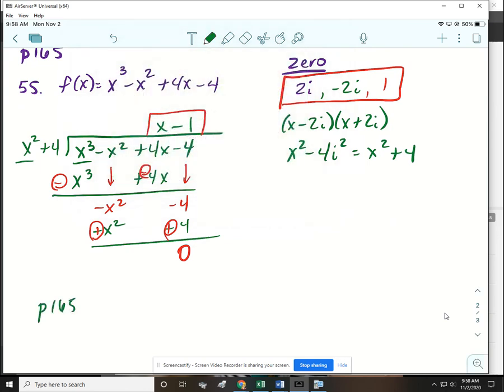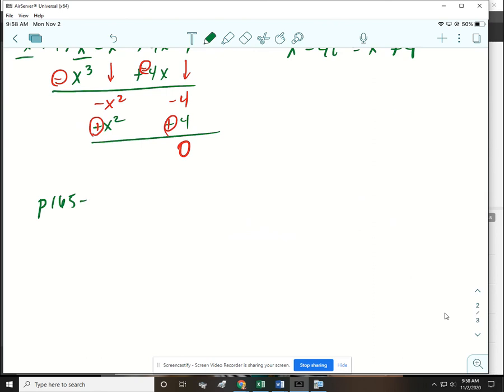All right, so your assignment is page 165 through 166. 45, 46 through 50 even, 56, 57, and 84.